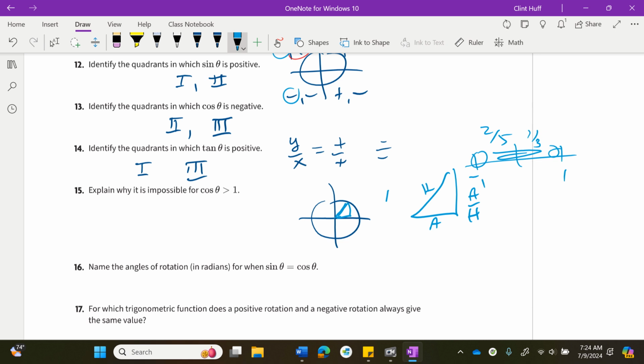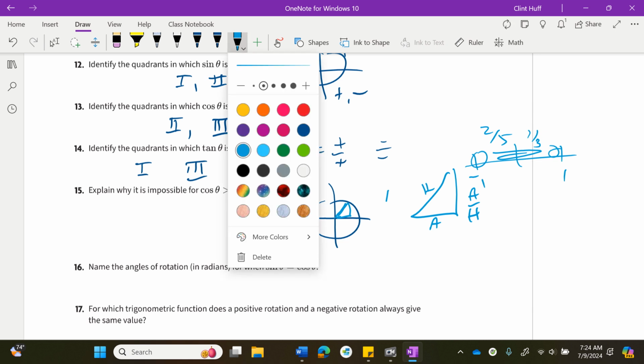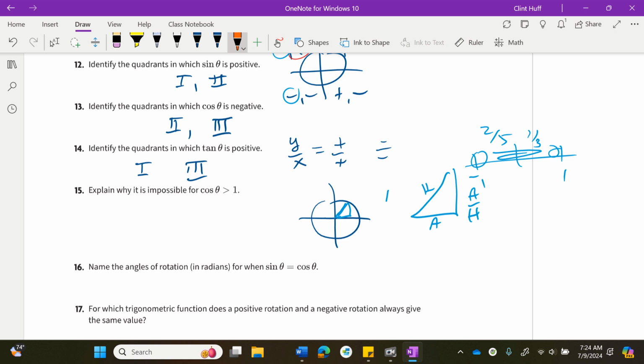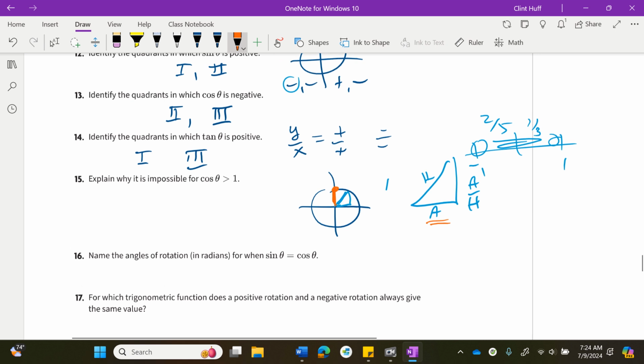But in this case, the maximum value of the cosine is going to take place here at the point 1, 0, when that radius reaches out straight to that point. So it's really bounded by 1, because the definition is the unit circle, or you could appeal to this right triangle.